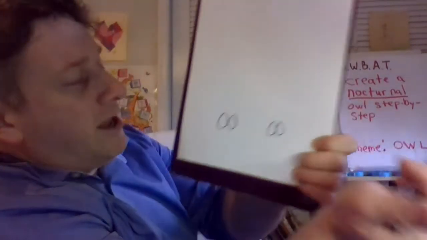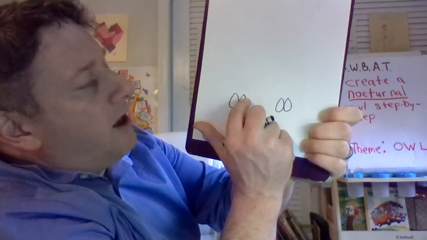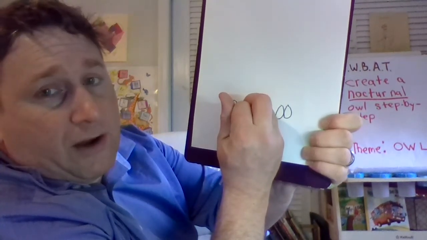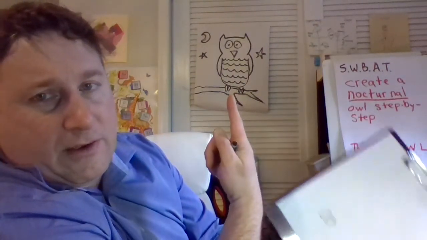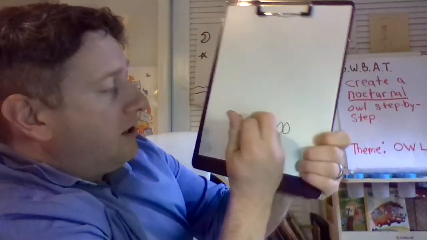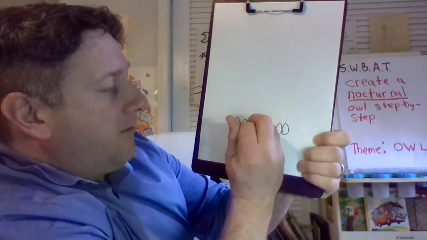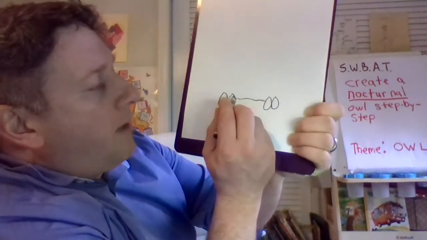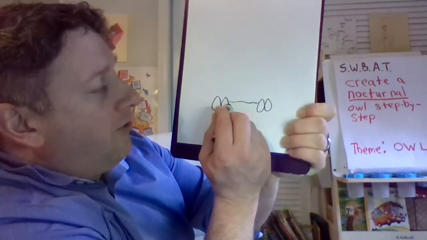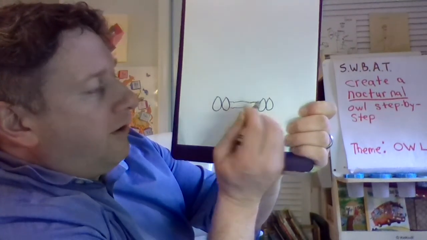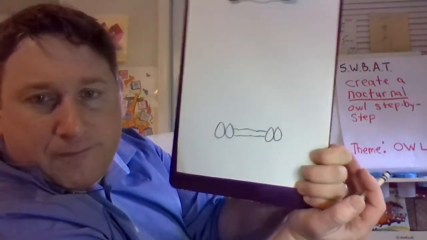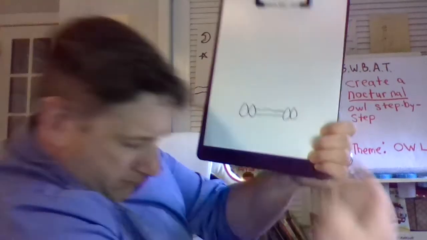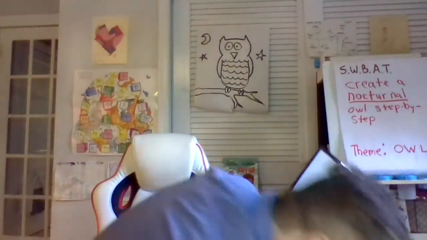All right. Now I connect them with a line like this. It doesn't have to be straight because it's going to represent the stick. Okay? It's going to represent a branch. So you go like that. And you could even make the bottom part of the stick or branch. Like that. Now, this side is probably going to be, I dropped my crayon.